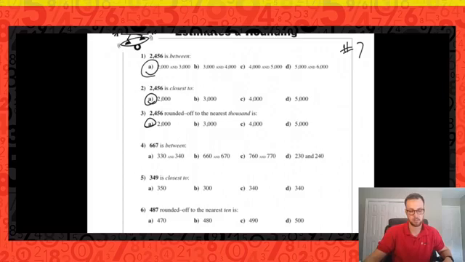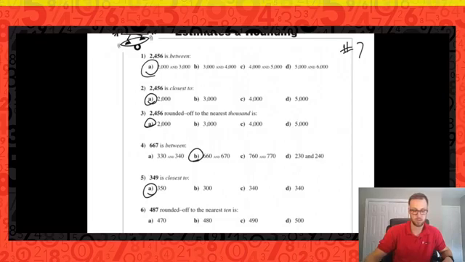Looking at 667, it is between which of these two numbers? 660 and 670, very good. 349 is closest to which of these? Is it closer to 350 or 300? 340. What do we think? It's closest, very good, to 350. It's only one away from 350.